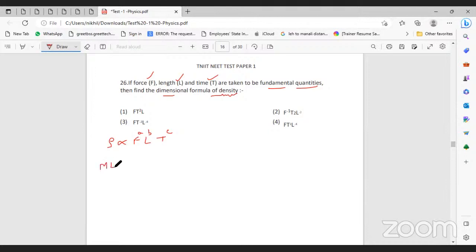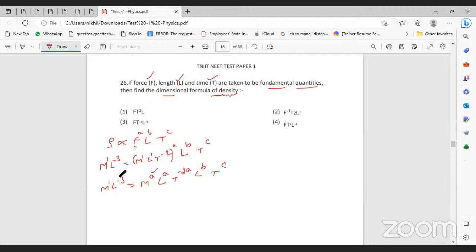Density dimensional formula is M by length cube, that is M1 L power minus 3. What's the dimensional formula for force? M1 L1 T minus 2. For this we have whole power A. Length as it is power B. Time as it is power C. Now M power 1 into A will be M power A, L power A, T power minus 2A, L power B, T power C. So you can equate the powers.